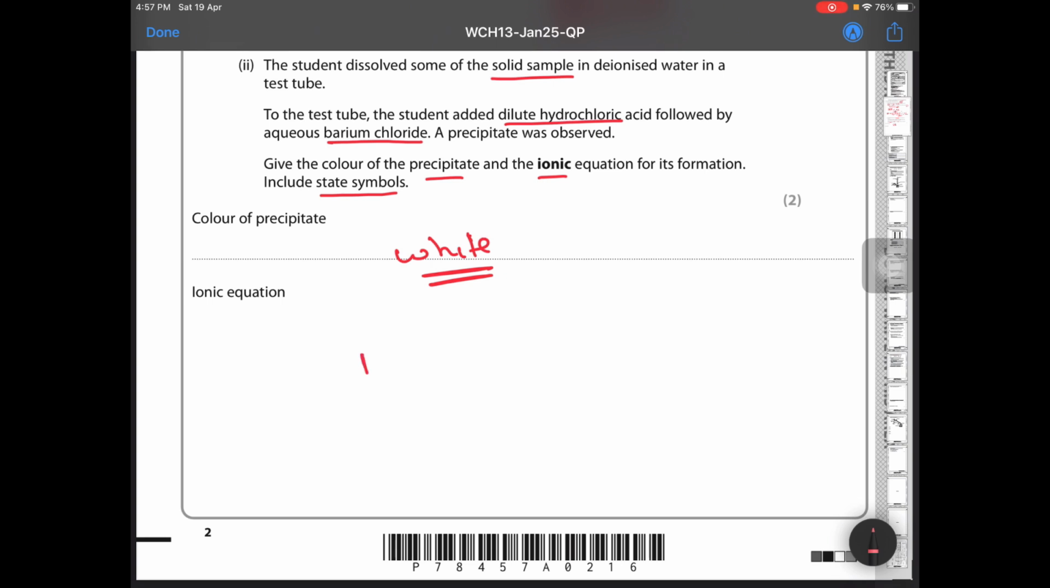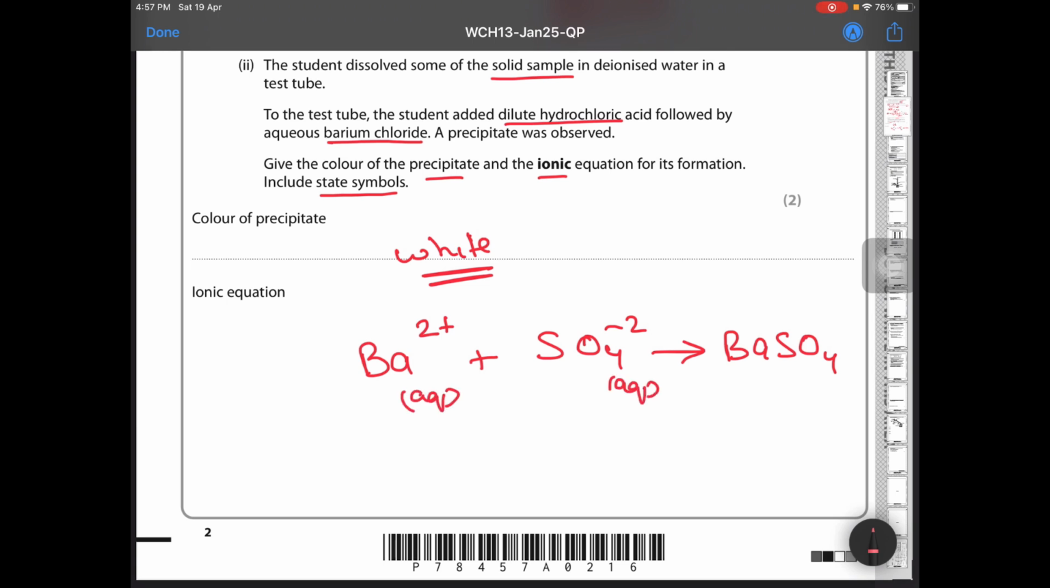So barium, it's in group 2, valency 2, plus sulfate SO4 2-, gives you barium sulfate. So that white precipitate will be barium sulfate. Now they are asking for state symbols. So barium aqueous, sulfate aqueous, and the insoluble white precipitate is solid. These two answers will give you 2 solid marks. Let's go on to the next question.